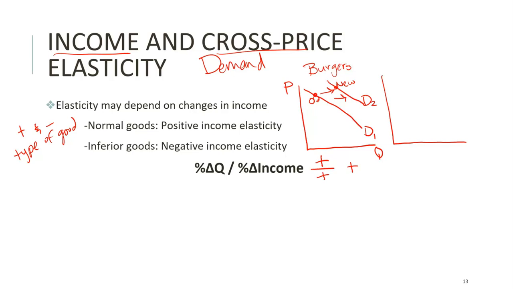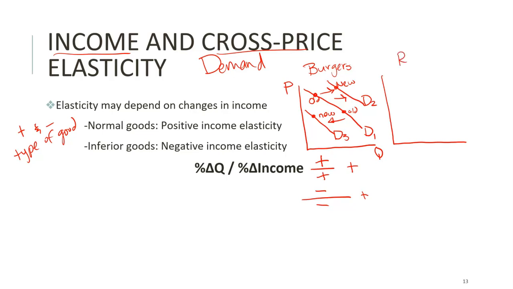Or the opposite is true. If people's incomes go down, they're going to buy fewer burgers. So let's say our old quantity is here, new quantity is here, we get a negative number. And income went down, so negative divided by negative is positive. So if you're calculating income elasticity and you get a positive number, it tells you that it's a normal good.